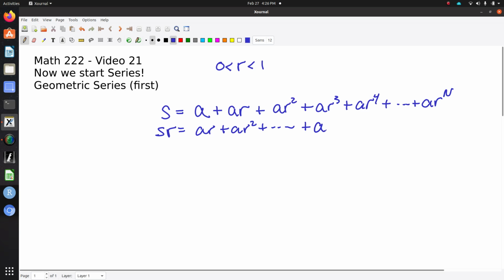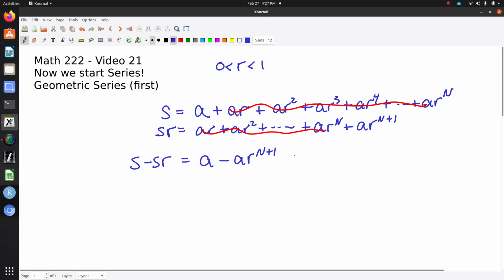You still end up with AR to the n, but you just multiplied everything by r, so you get one more piece right here. And then when you do the subtraction, this time I'm going to subtract it in the correct order for you. Okay, so these pieces all match and these pieces all match, but there's a leftover piece. You get a minus a times r to the n plus 1, so you get 1 minus r to the n plus 1, and then you get s times 1 minus r equals, you just really love to see me do this, right?